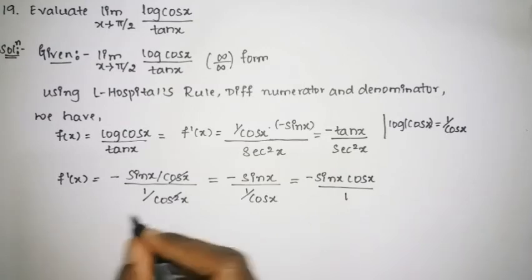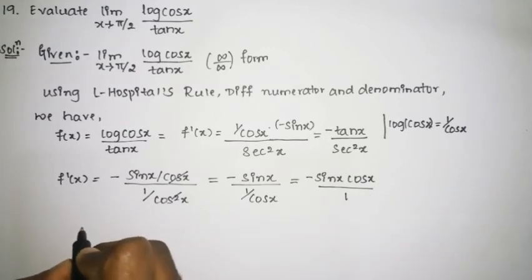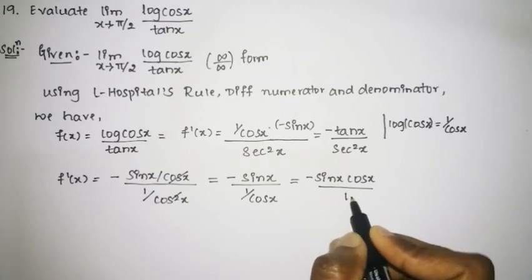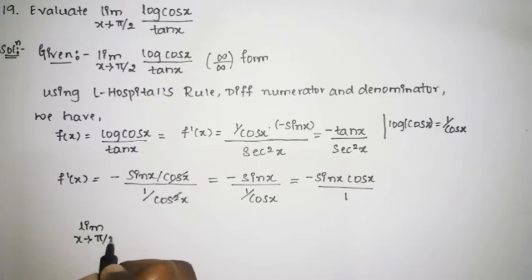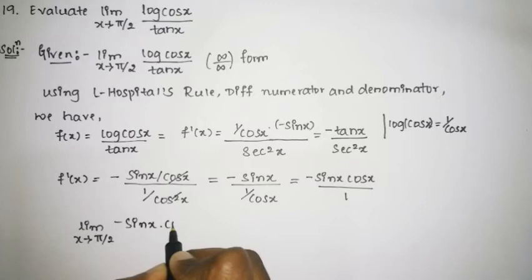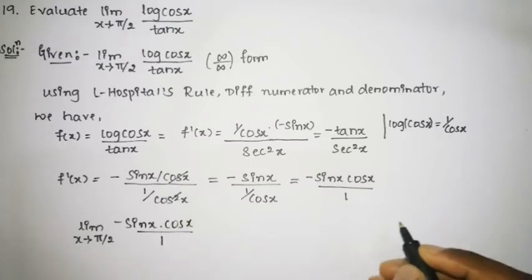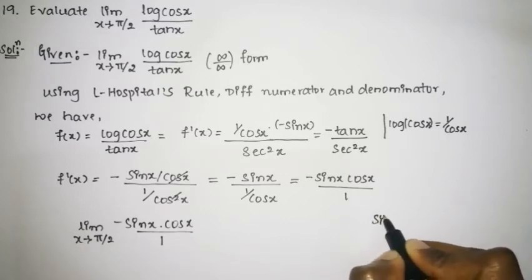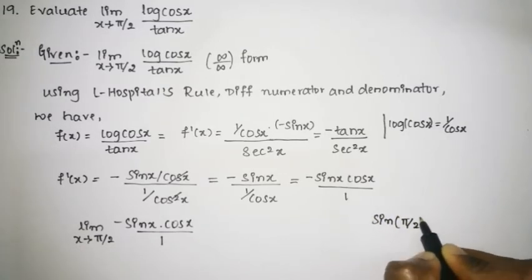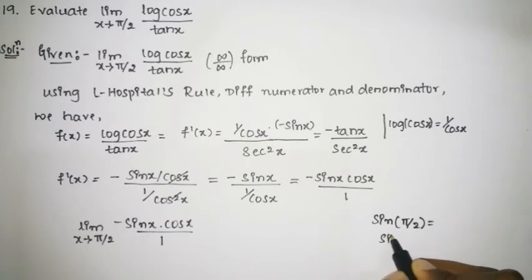So now we shall directly apply the limit. Since we have obtained a constant value at the denominator, we shall directly apply the limit as x tends to pi by 2. So limit as x tends to pi by 2 of minus sin x into cos x divided by 1. So here we have x tends to pi by 2, that is 90 degree. As we know, sin pi by 2, that is sin 90 degree, is nothing but 1. Similarly cos pi by 2 is nothing but 0.